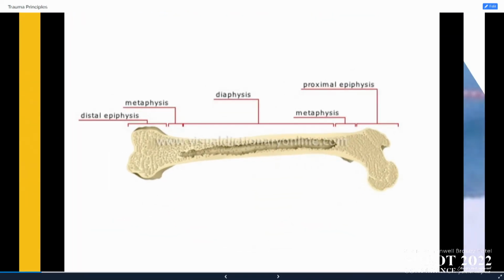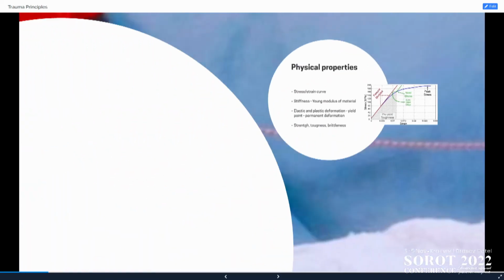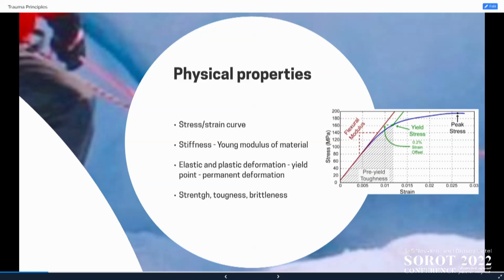So we have the parts of the bone, the epiphysis, metaphysis, diaphysis, and so on. Those are very much basics. The physical properties of bone. This is the stress-strain curve for the bone. The yield point is the part where the elastic deformity stops and the plastic deformity becomes active, when the bone breaks.